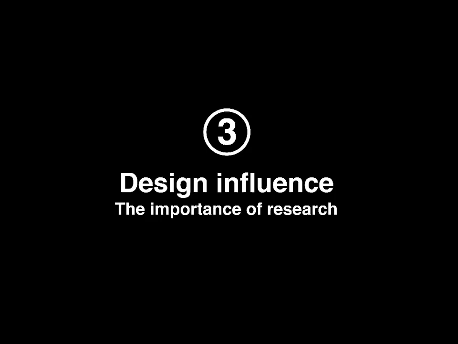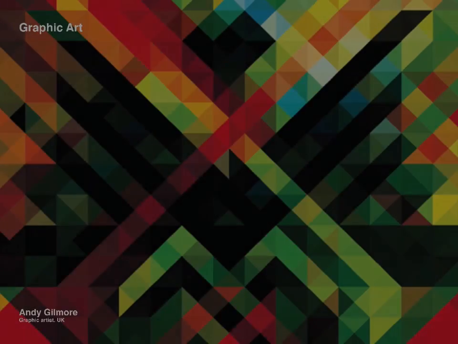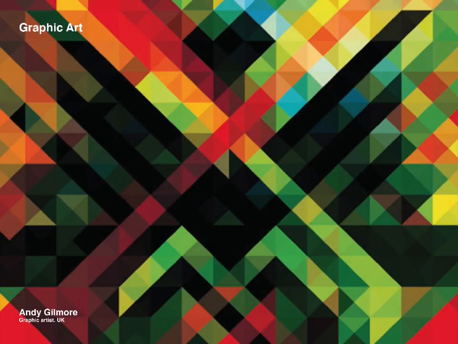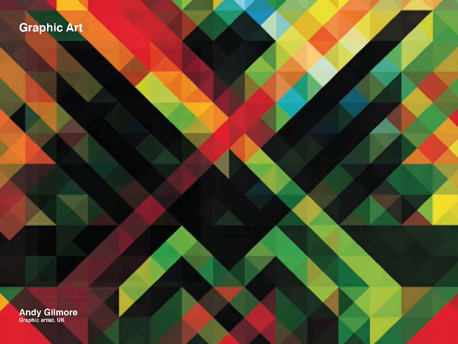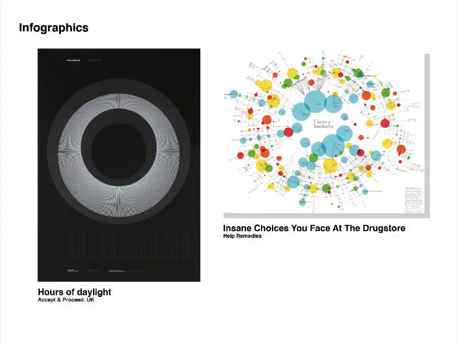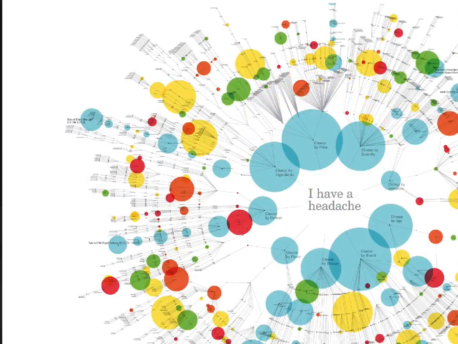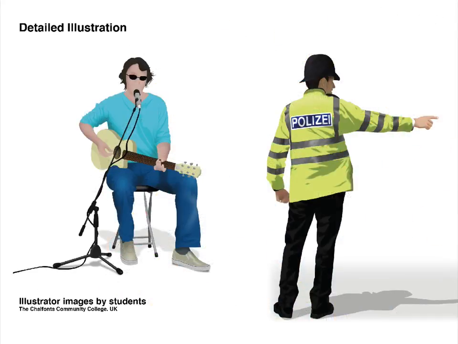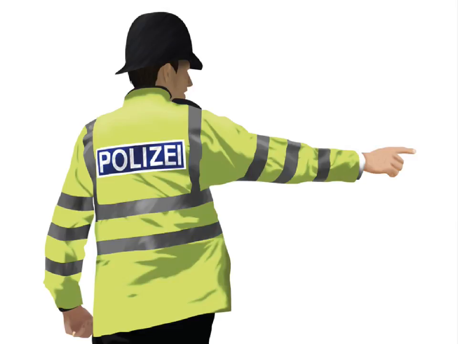Tip 3. Design influence, the importance of research for your students. My advice when starting any classroom-based project is to start by getting your students to look at existing design work. Looking at things like graphic art and infographics, where data is produced and visualized in an interesting way, and detailed illustration, where sometimes drawings are scanned in and vectorized using Adobe Illustrator.